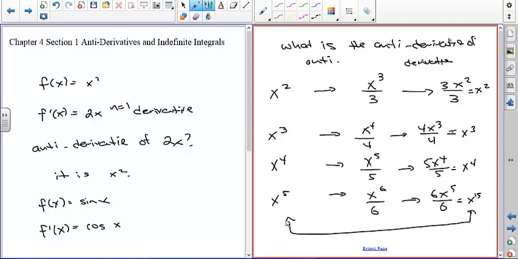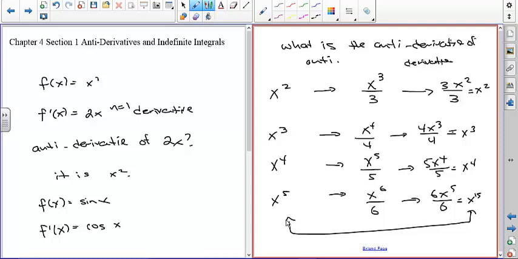So when you take a function and you take the antiderivative of it, and then you take the derivative of the antiderivative, you're back to where you started. It's kind of like if you add something and then you subtract the same thing, you get back to your original number. And you can apply that with this whole concept of derivatives and antiderivatives as well.